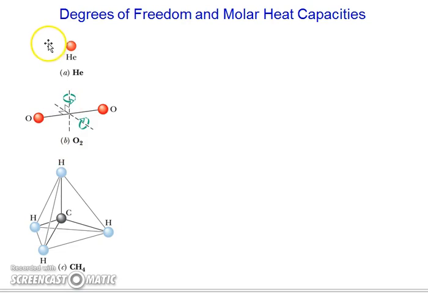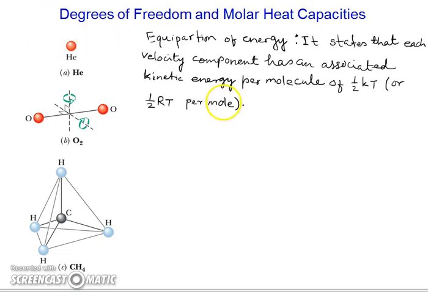To keep account of the various ways in which energy can be stored in a gas, James Clerk Maxwell introduced the theorem we know as equipartition of energy. So equipartition of energy states that each velocity component has an associated kinetic energy per molecule of half Boltzmann constant times temperature in Kelvin, or half RT per mole. So let's apply this theorem of equipartition of energy to the translational and rotational motions of molecules in this figure.